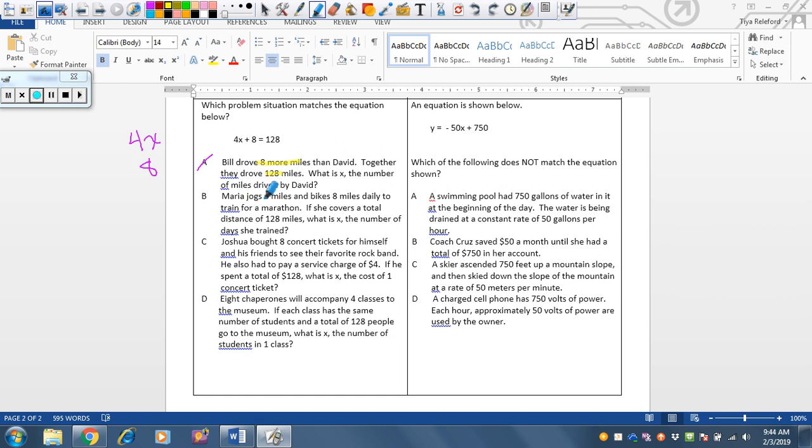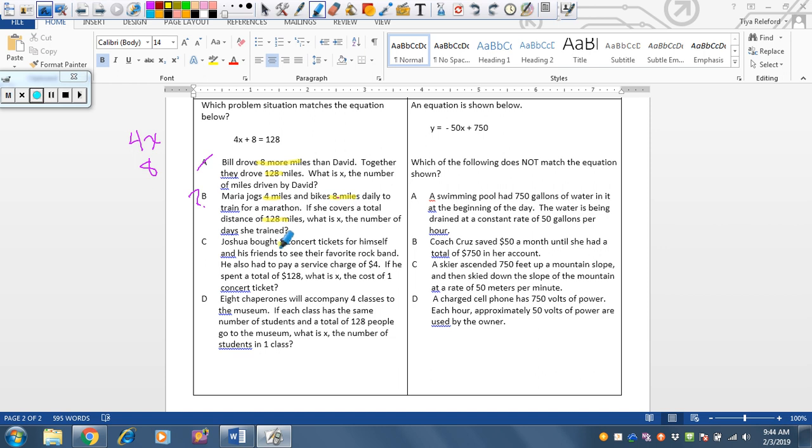Maria jogs 4 miles and bikes 8 miles daily to train for a marathon. If she covers a total distance of 128, what is X, the number of days she trained? I'm going to put a question mark. I don't think that's right because it would be 4 and 8 times X. I don't think that's right.